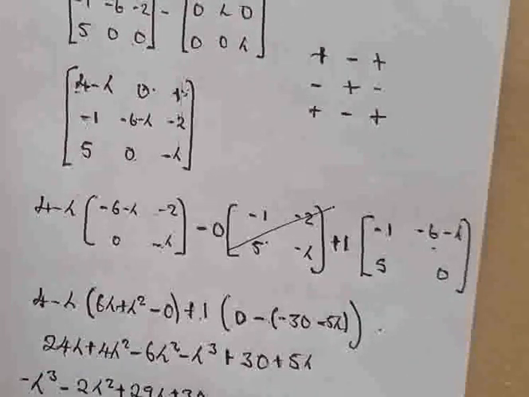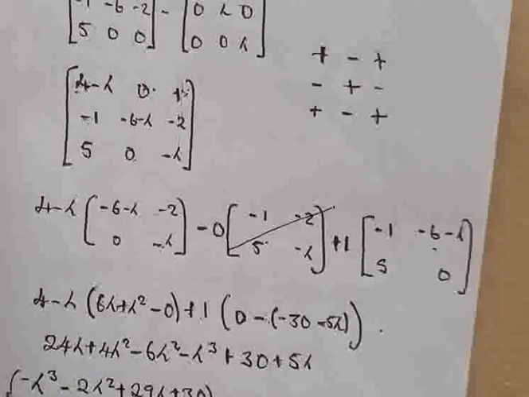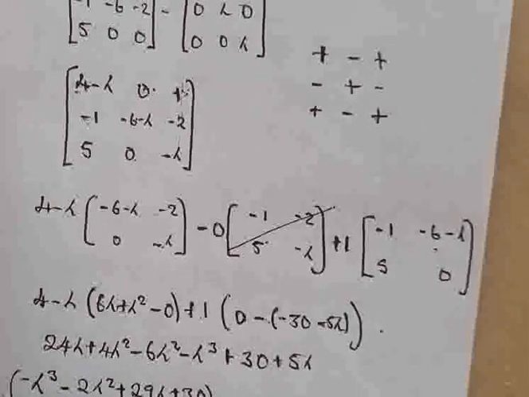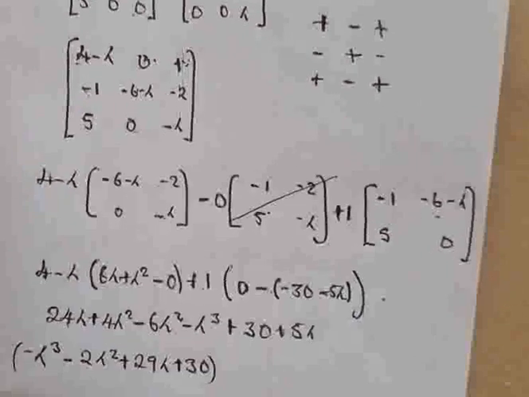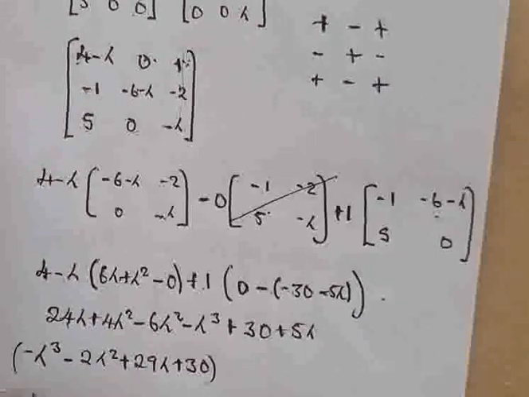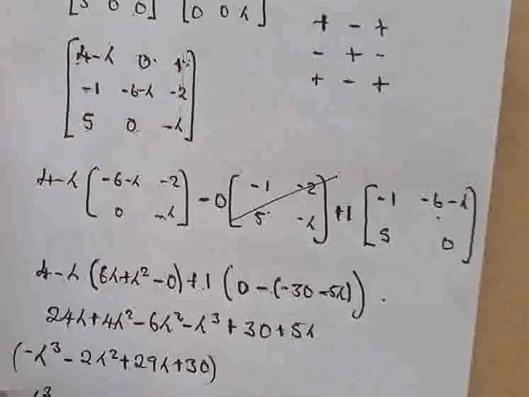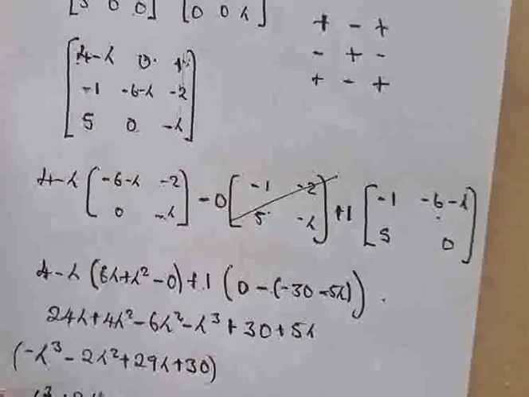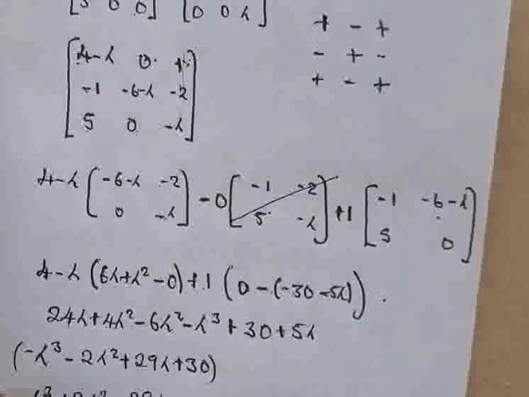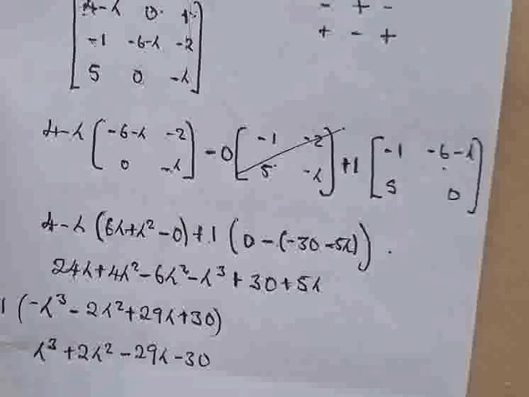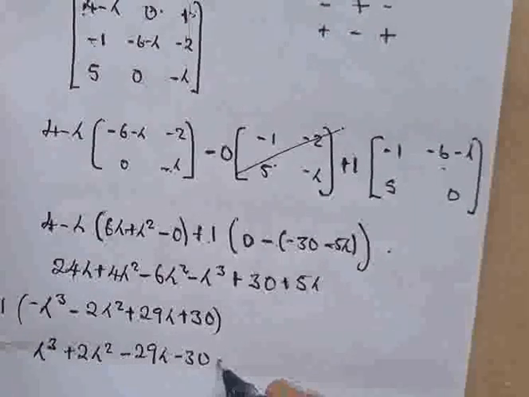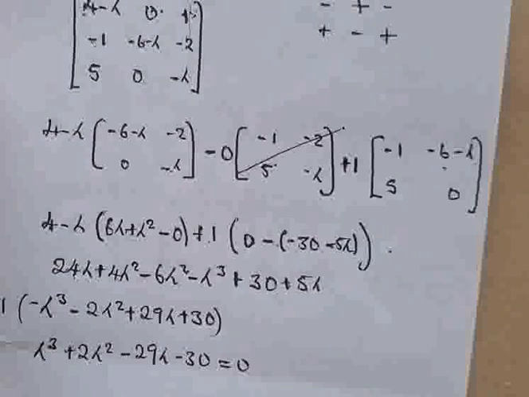Then from here, what do we have? We need to multiply the whole of this cubic polynomial with negative 1, so that we end up with a positive polynomial. So here we're going to have lambda cubed plus 2 lambda squared minus 29 lambda minus 30. So now we need to find the roots that are going to make the whole of this equation equal to 0. So what are those roots?